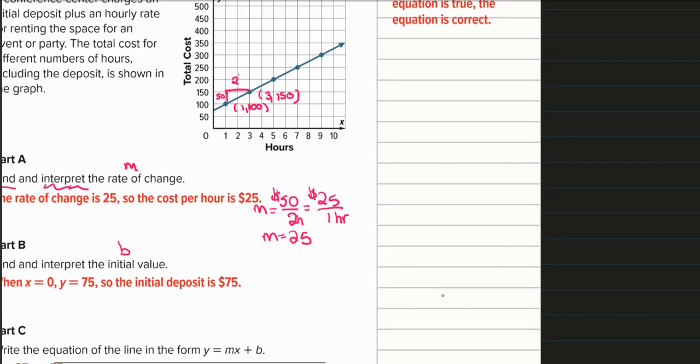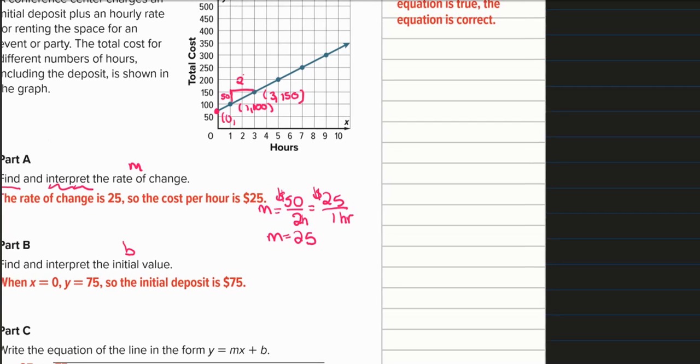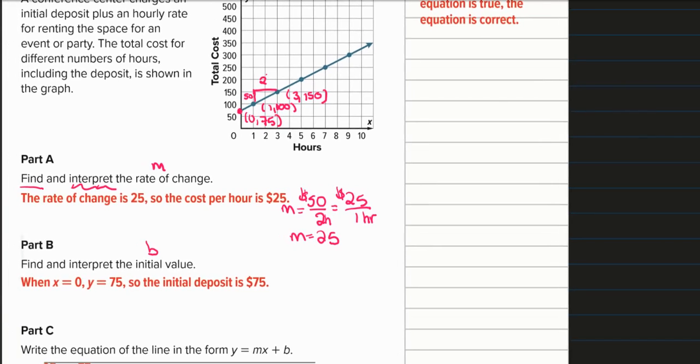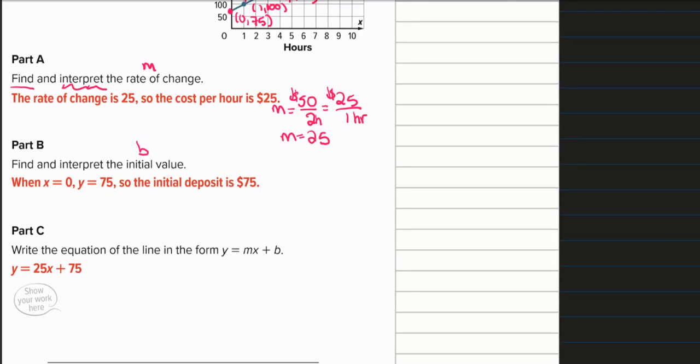Now let's look at our initial value. So our initial value is when x equals 0. So we're going to figure out, okay, if x is 0, where are we at? What's the middle of 50 and 100? In between 50 and 100, we're going to get 75. So that's why, when x equals 0, we get y equals 75. So the initial deposit is $75. Okay, this is our interpretation.